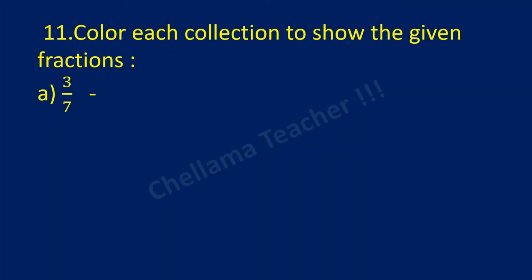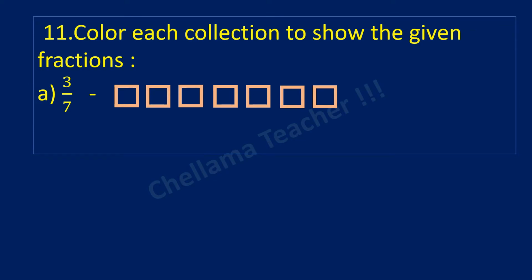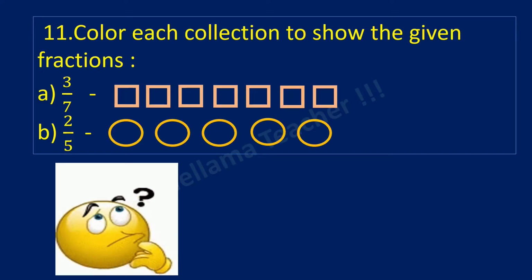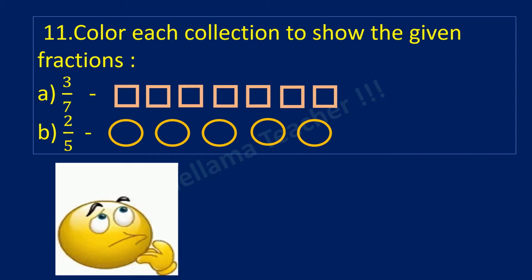Question 11. Color each collection to show the given fractions. Question A. 3 by 7. Here 7 squares are given. We have to color for 3 by 7 fraction. Question B. 2 by 5. 5 circles are given here. We have to color the circles for the fraction 2 by 5. How to do?